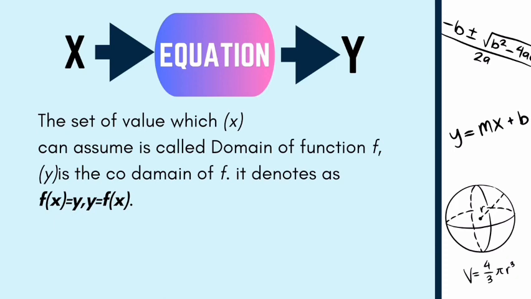And also, we call x the independent variable because we can plug in any number into x. That's why we call it independent. However, the y variable depends on whatever number we plug in for x.